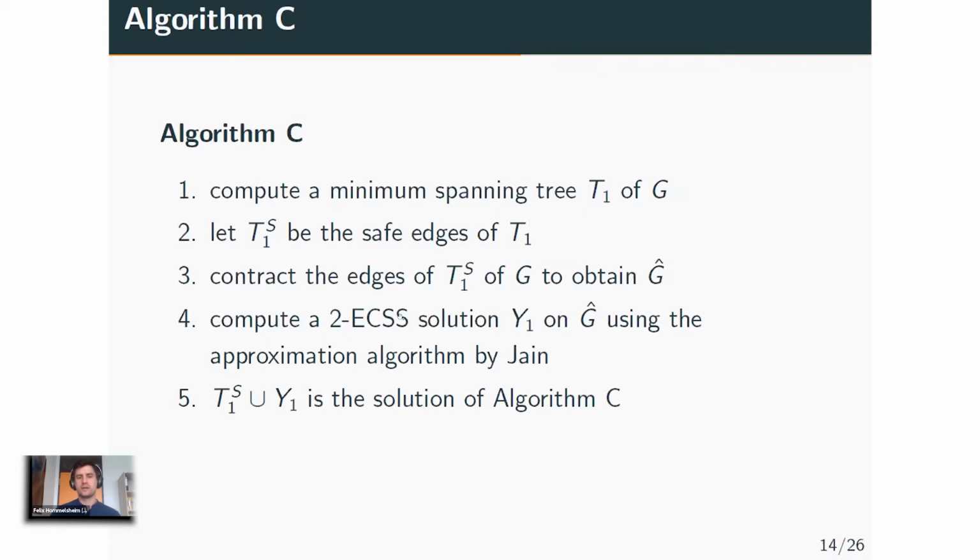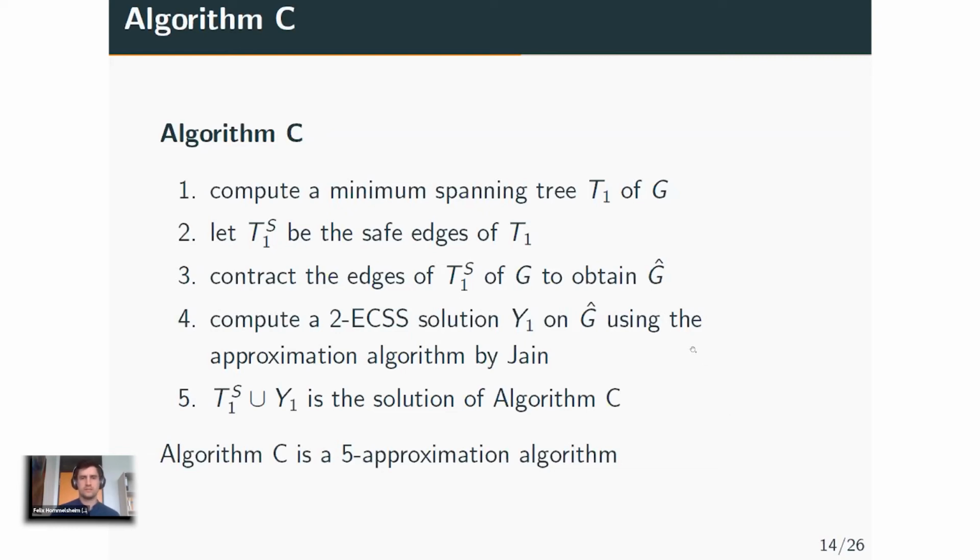And then in this graph, we compute a 2-edge connected spanning subgraph, and we use the approximation algorithm by Jain, the 2-approximation. And finally, we output the safe edges together with the solution for this 2-edge connected spanning subgraph problem. And we can show that this is a 5-approximation.